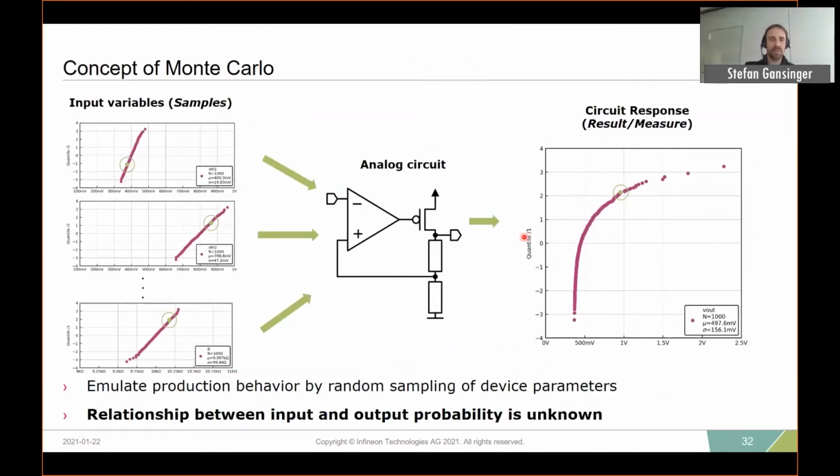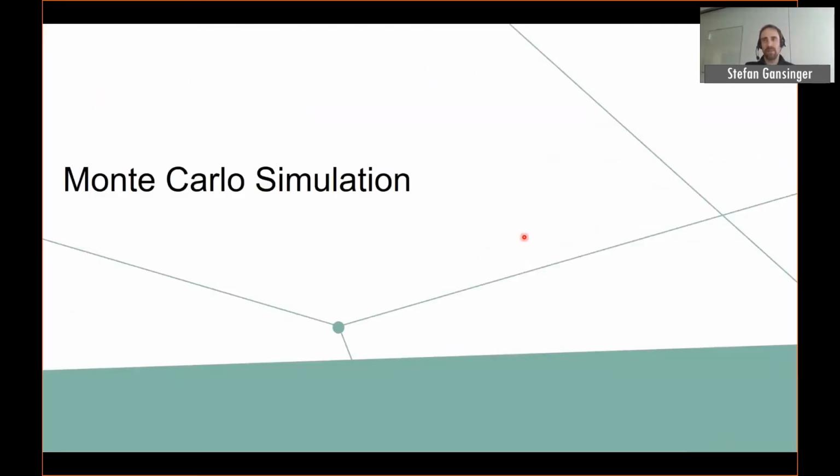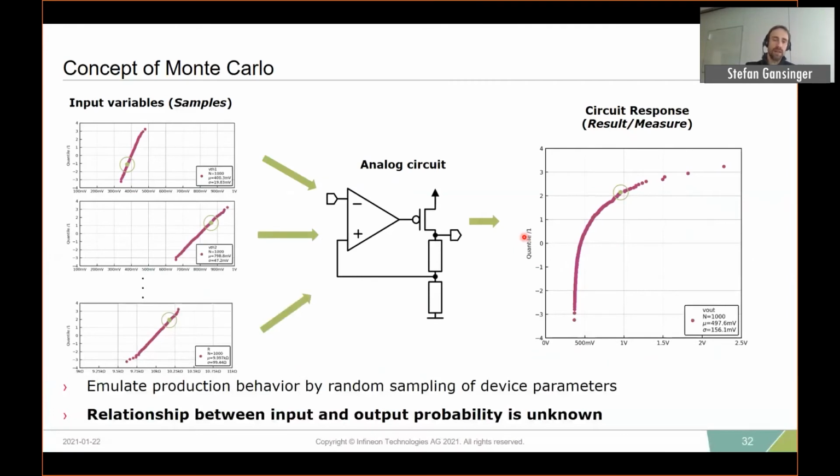Coming back to the Monte Carlo simulation. I said almost all analog simulators implement this method. How does it work? The variation of the different process parameters is typically quite well known. Foundries or companies like Infineon even generate so-called modeling wafers, which are used to generate the models we use in analog design. So the variation of the individual parameters is quite well known.